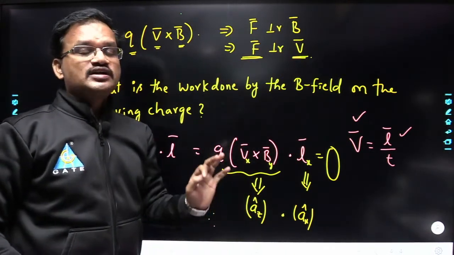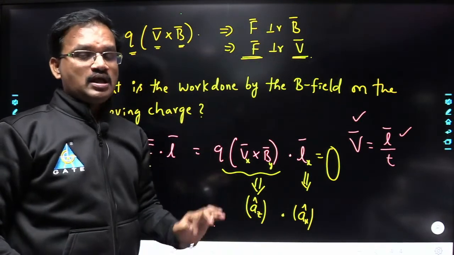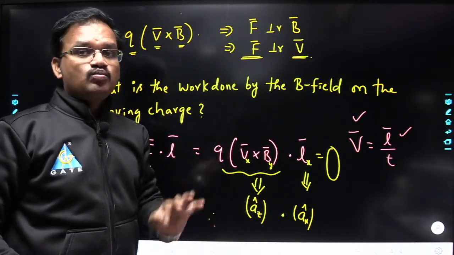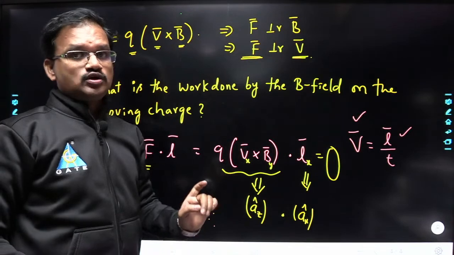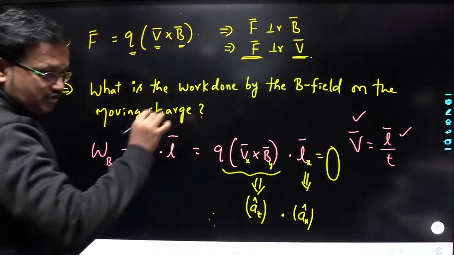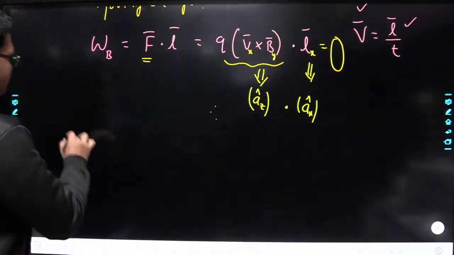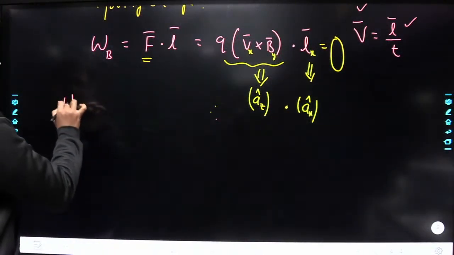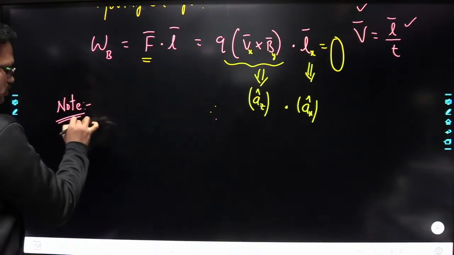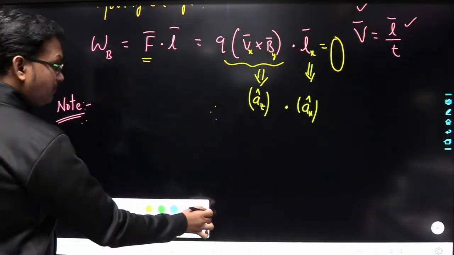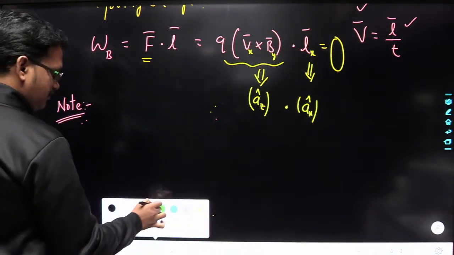So since force and displacement are perpendicular to one another, the work done by the B field on a moving charge is equal to 0. Okay, so that is the conclusion we can make here. Therefore you can make a note. So what is the note here? Work done by the B field.